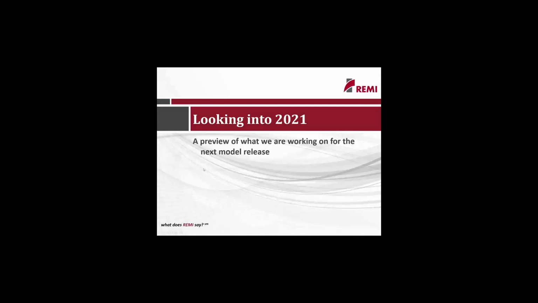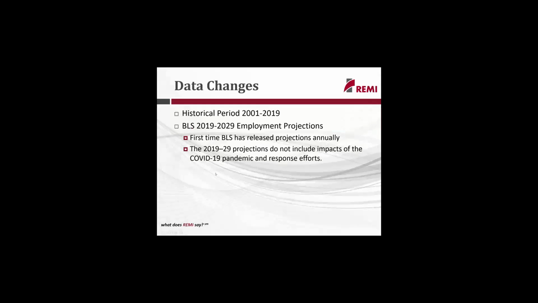Now let's take a moment here to talk about what it is that we plan to do. So for next year's model, we're going to add another year of history. And remember what I told you about the BLS releasing employment projections every 2 years? Well, apparently they decided to release it annually now, or at the very least they've released it 2 years in a row. I don't know exactly what they intend to do in the future.